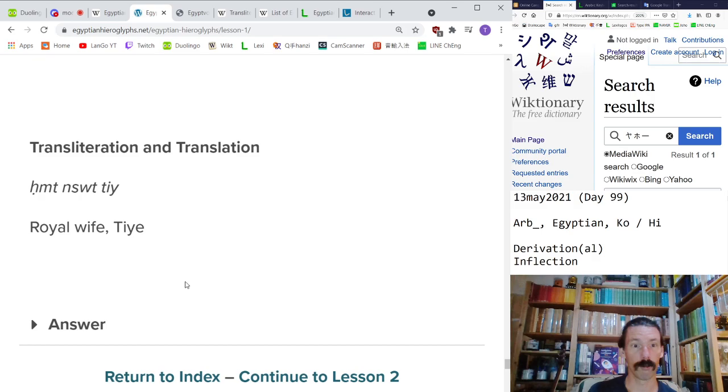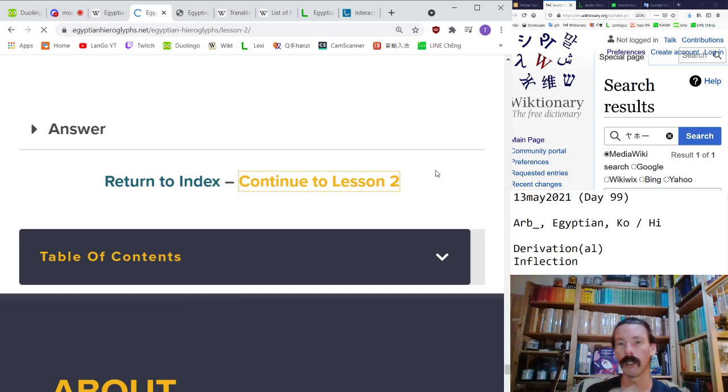And then royal wife Tiye, hemet nesut, or something. So I see the feminine T suffix in at least one of these as well. Let's see if the rendering trouble is there in this one too.